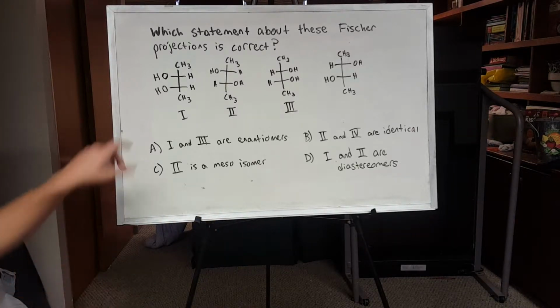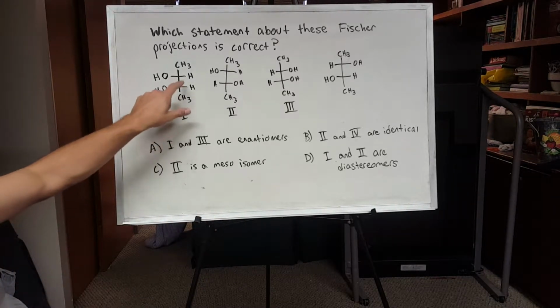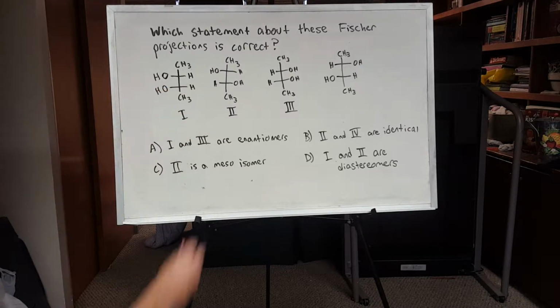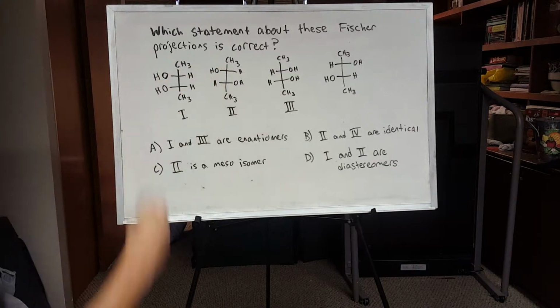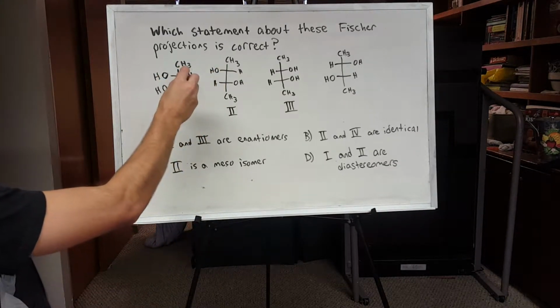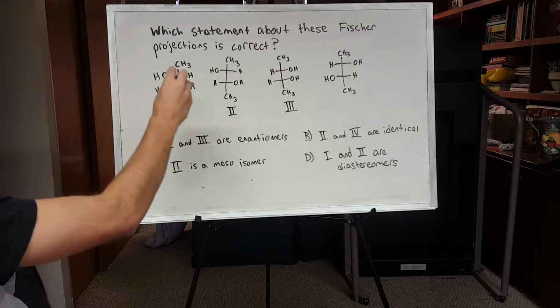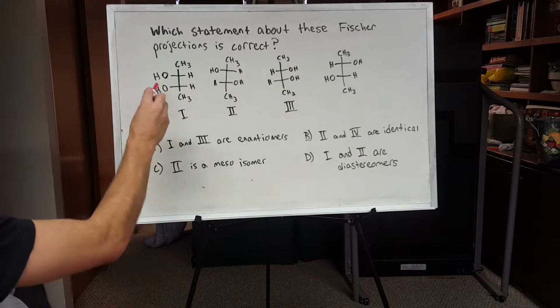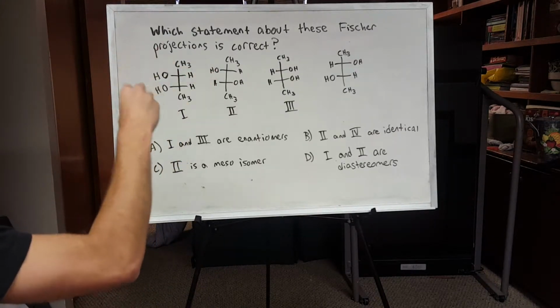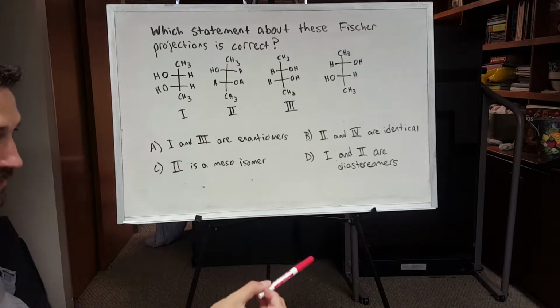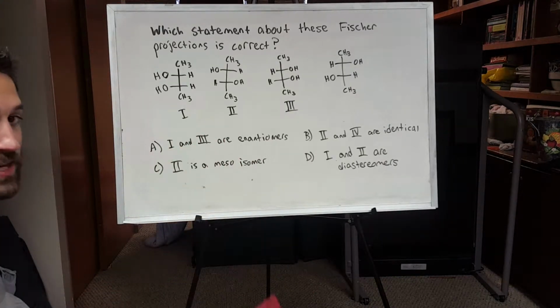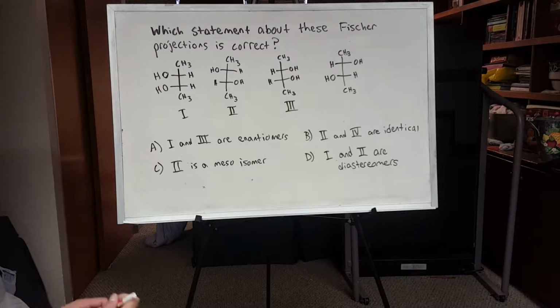So let's do that. For Fischer projections, if H is in one of these horizontal bonds, then I number these priorities 1 through 4. I go around from 1 to 2 to 3, draw a circle around, determine whether that is R or S, and then I change the configuration in the end, and that gets me the right answer.